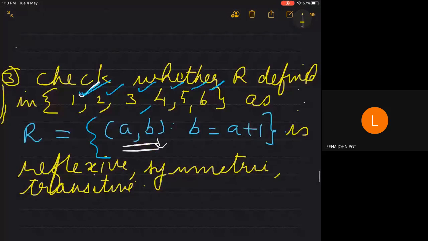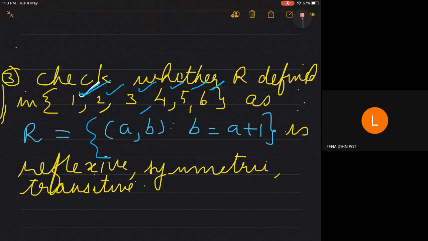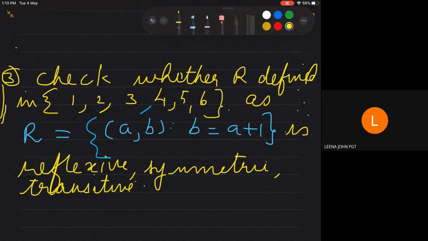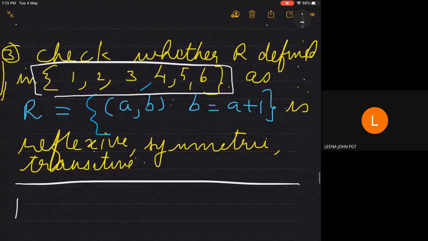Next, question number 3. Check whether R defined in this set as R equal to set of all (a, b) such that b equal to a plus 1 is reflexive, symmetric or transitive. That's the question. Here, children, it will be easy if you write the relation, because the mother set itself is a finite set and we can write it. So tell me, what is the mother set here? The mother set is the set 1, 2, 3, 4, 5, 6. So it is better you write the relation in set form.